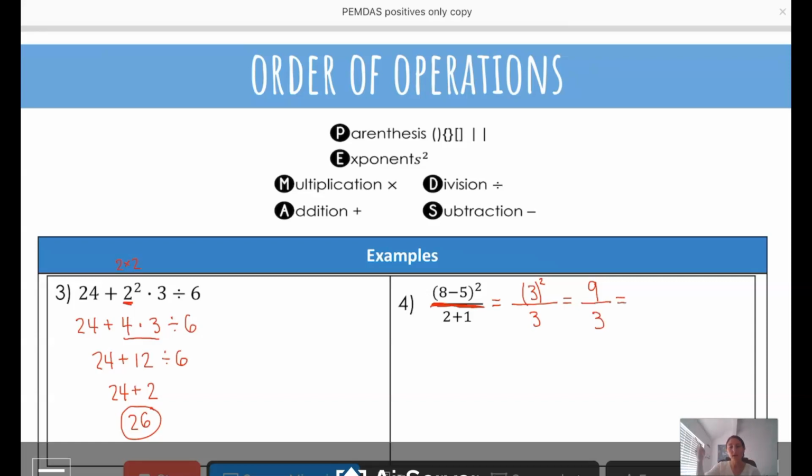So now we have 9 divided by 3. Our top expression is simplified. Our bottom expression is simplified. So now we can finally divide. 9 divided by 3 is 3.